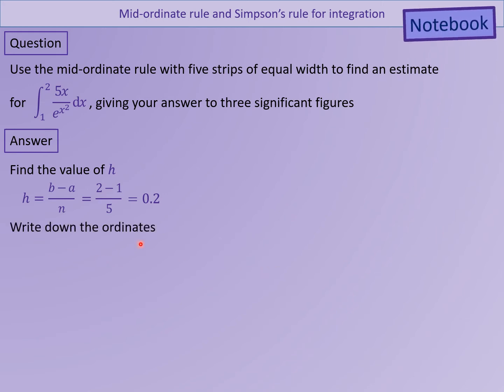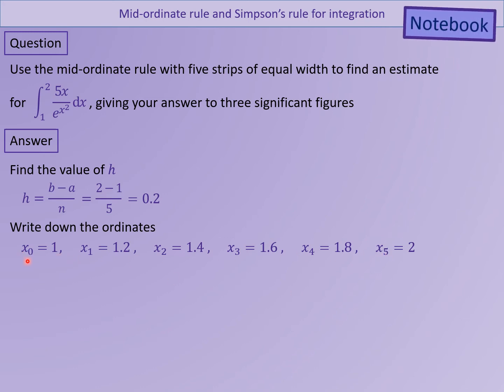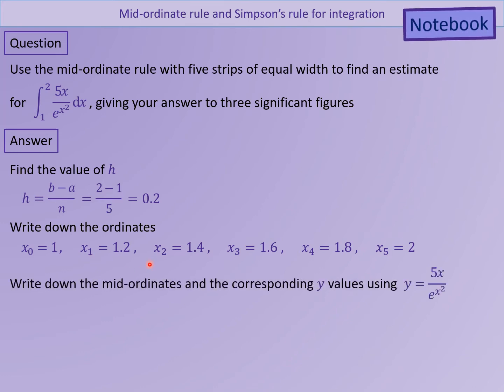So what I'm going to do is just write down the actual ordinates themselves. So I know that x0 is going to equal 1, x1 is going to equal 1.2, and so on. And hopefully, if it works out right, I should have 6 ordinates, because there's 5 strips, and I should end perfectly on 2. So it's a good check to see if you got it right. So 1.4, 1.6, 1.8, and 2. 1, 2, 3, 4, 5, 6 ordinates, and of course in between those 1, 2, 3, 4, 5 strips. Now, because I'm looking for the mid-ordinates, I don't want these values at all. I want the ones in between. I want the x 0.5, x 1.5, and so on.